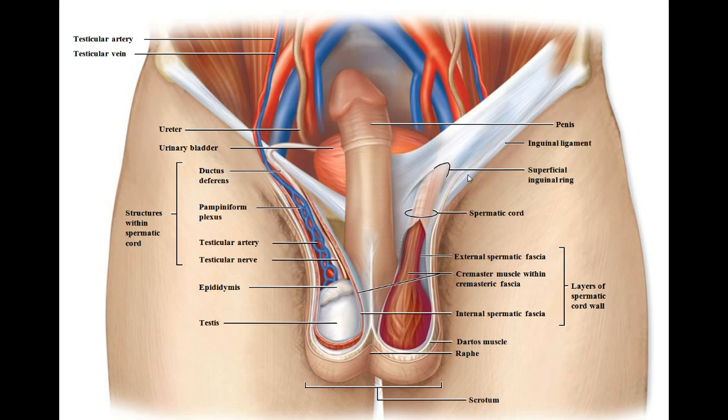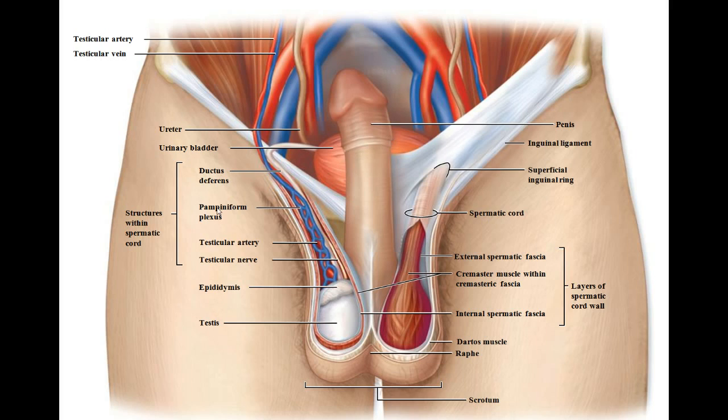Okay, so we looked at this in lab. So if you look, here are the testes. Okay, and then the inguinal canal is this opening here. So the spermatic cord is going to flow through the inguinal canal and into the body.